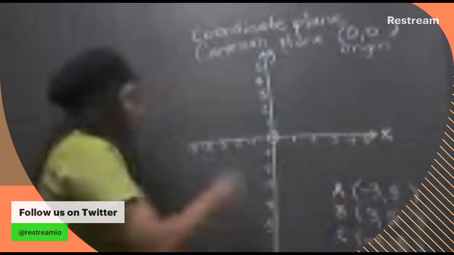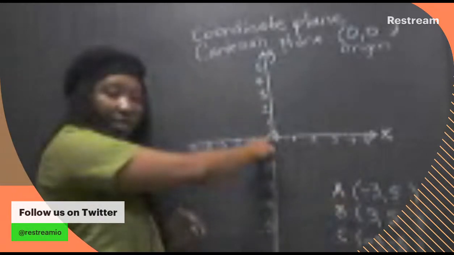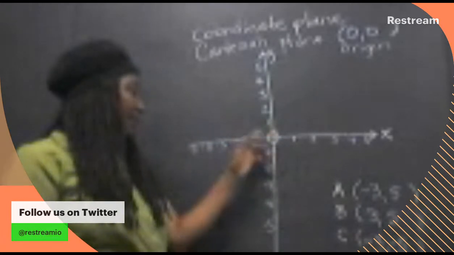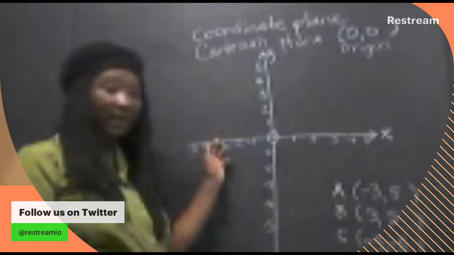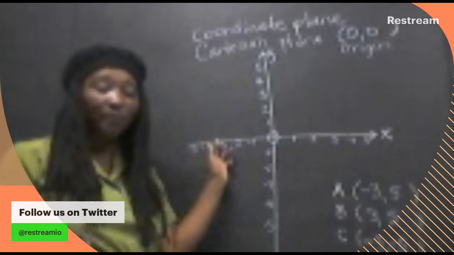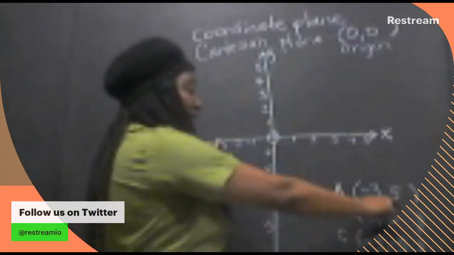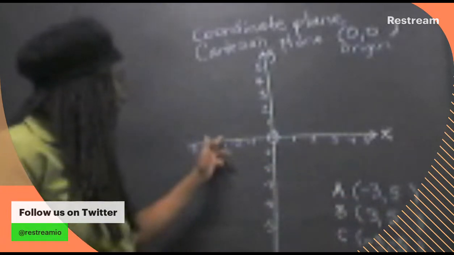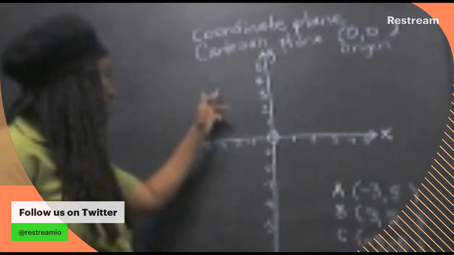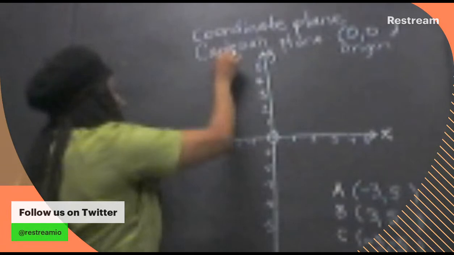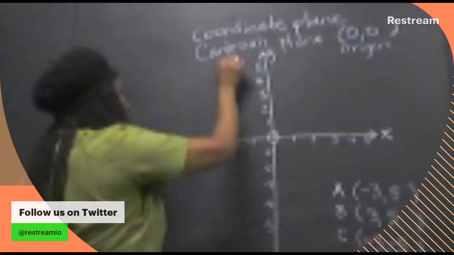So starting at 0, 0, negative 3 on the x, so that's negative 1, negative 2, negative 3. We don't make the point yet. From here, we're going to go up 5 on the y. So from here, 1, 2, 3, 4, 5. So now we make the point, and that is point A.